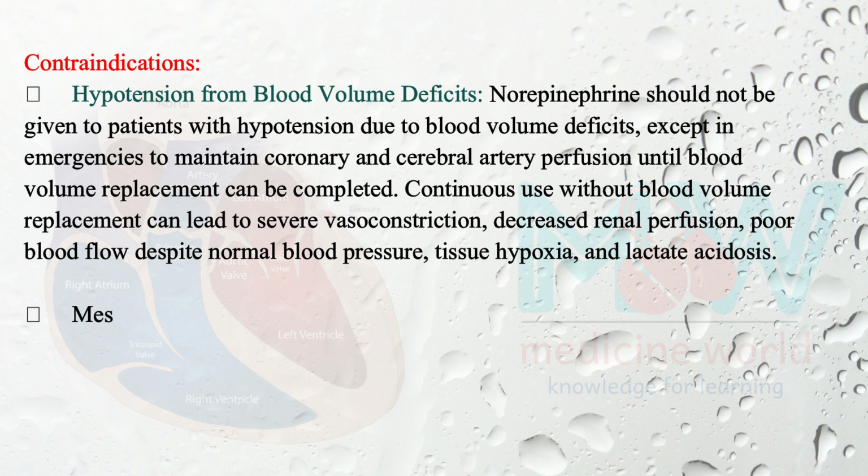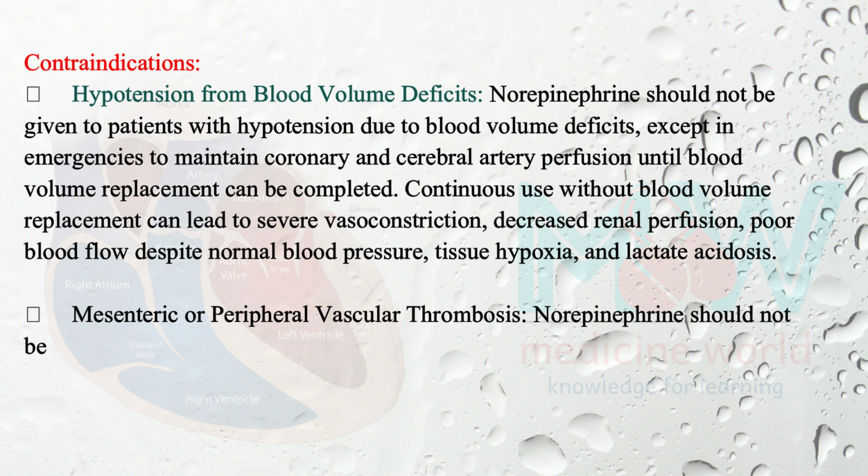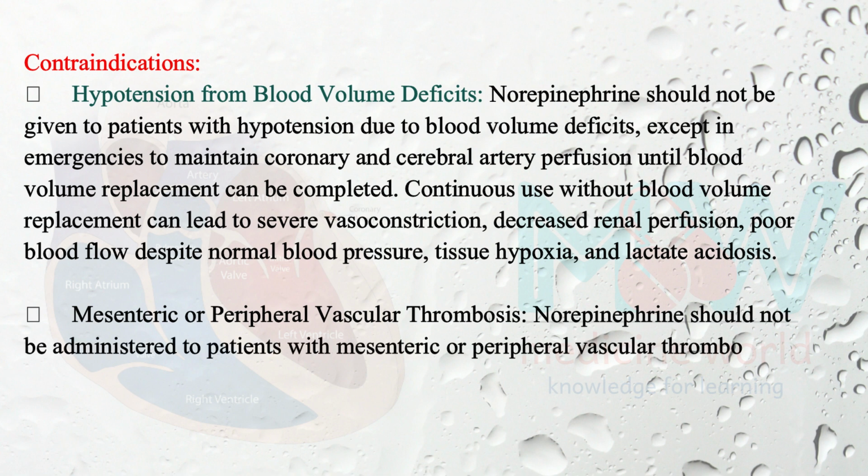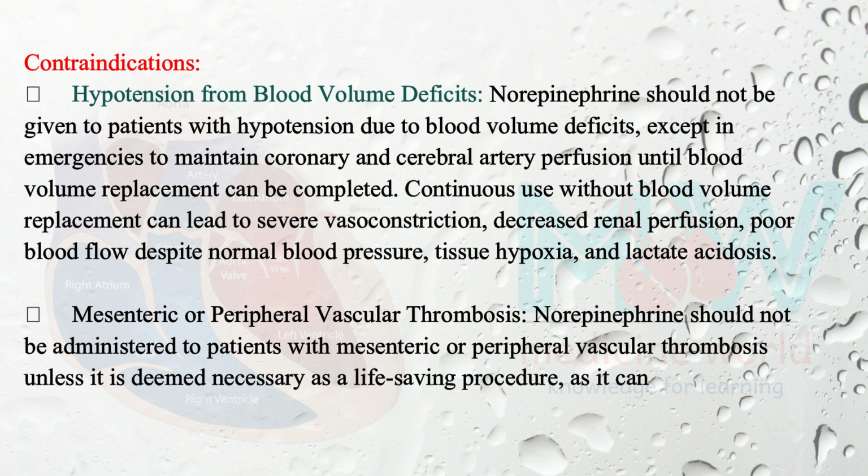Mesenteric or peripheral vascular thrombosis. Norepinephrine should not be administered to patients with mesenteric or peripheral vascular thrombosis unless it is deemed necessary as a life-saving procedure, as it can risk worsening ischemia and extending infarcted areas.